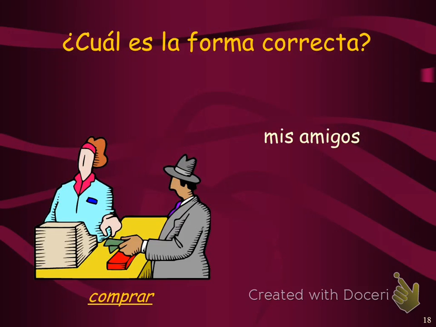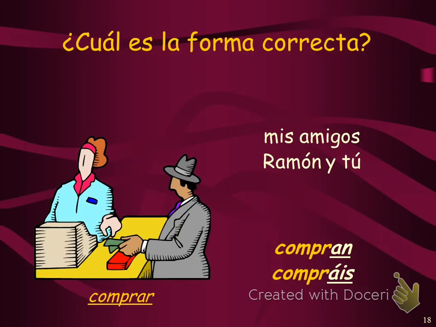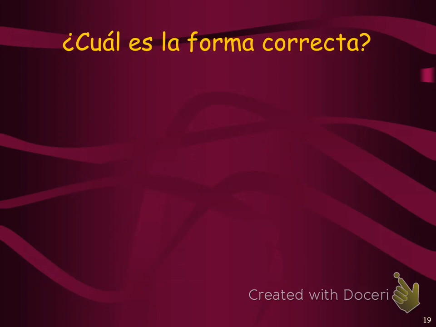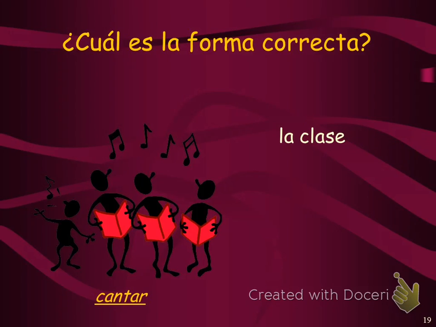All right, for comprar, mis amigos. Okay, doesn't matter that they're my friends. It matters that friends are plural, so compran. And then Ramon y tú. Okay, normally you would go to the vosotros form, so in this case we're going to not use the ais, and we're going to use the an instead and use ustedes instead. Okay. All right, a few more.